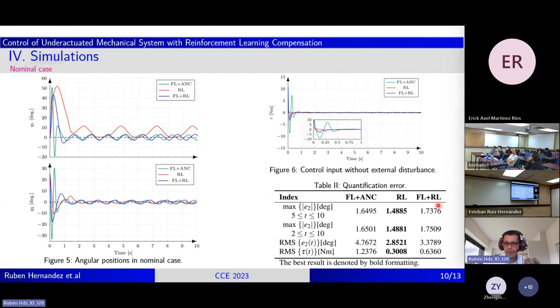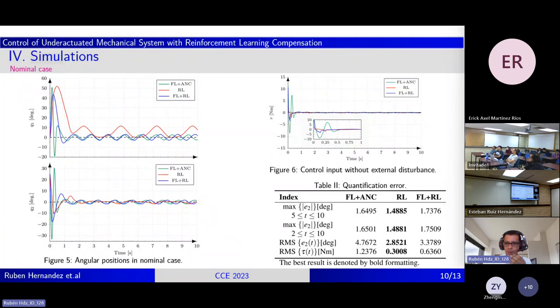In the figure, we observe that the controller based on the reinforcement learning compensation demonstrates reduced overshoot in both cases, in the angular position of the arm and in the angular position of the pendulum. In addition, the reinforcement learning based controller has less overshoot in the control signal.